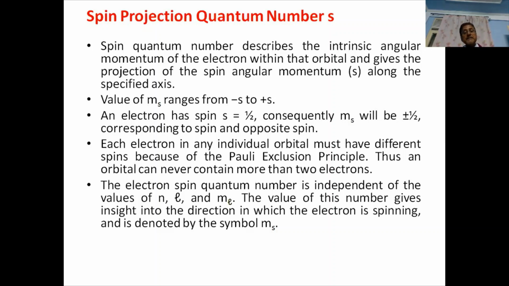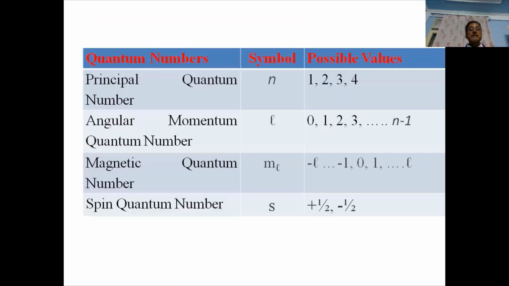But spin is the intrinsic property of the electron, and it does not depend on these values of n, L and ml. The value of this number gives insight into the direction in which the electron is spinning and is denoted by the symbol ms.